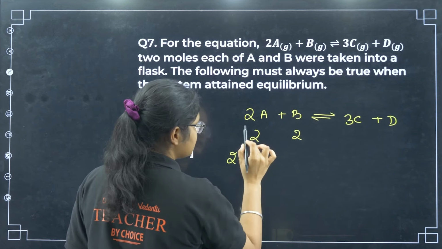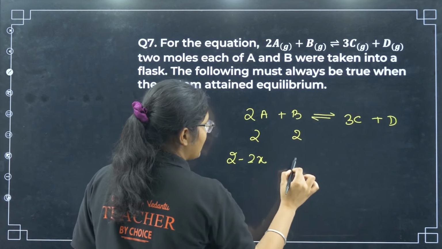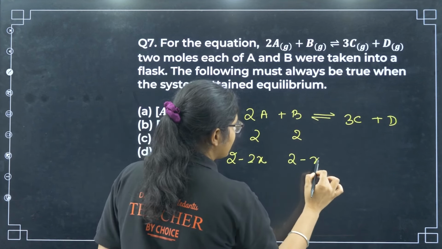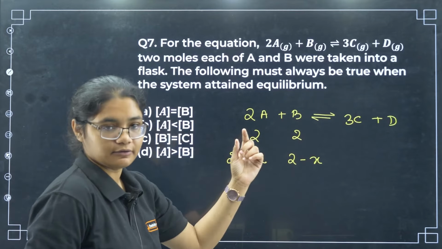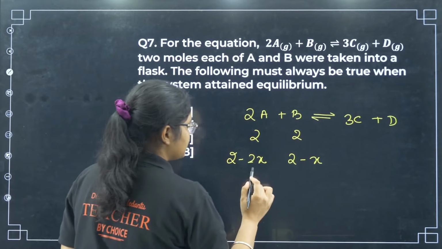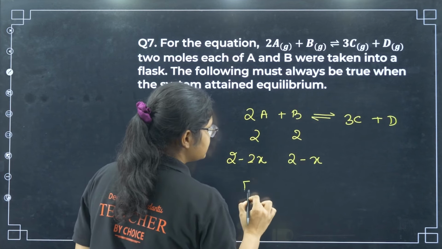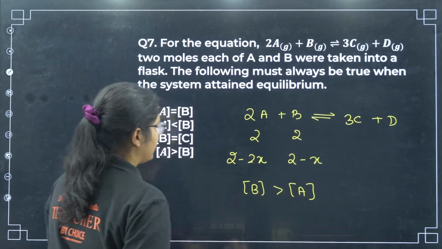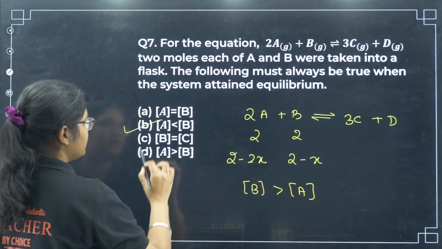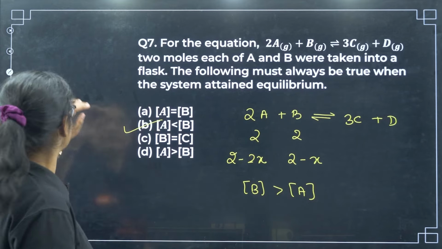Now it is 2 minus, suppose 2x has reacted and B will be how much? 2 minus x will react. Means see, 2 moles reacts with 1 mole, so 2x mole will react with 1 mole. Now if I see here that, I can easily say that concentration of B is greater than concentration of A, right? So A is less than B, so that is your option number B.